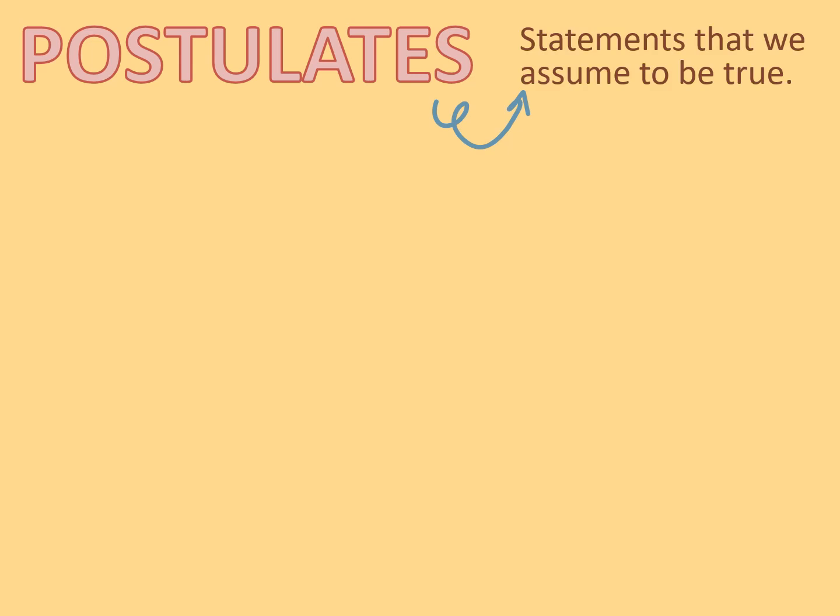Now, the first thing we need to talk about are postulates. This may be the first time you've heard this word, or it may be the first time you've heard it in a long time if it's been a while since you took geometry in high school. But a postulate is a statement that we assume to be true. Right, so postulates are statements that we have to assume are true.